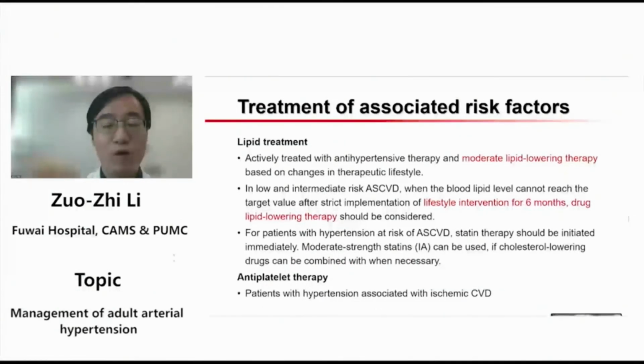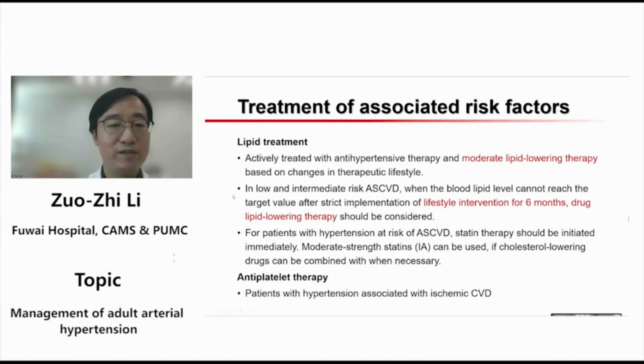Also, it's more often seen that patients with hypertension have other comorbidities such as hyperlipidemia and atrial fibrillation, etc. For patients with both hypertension and hyperlipidemia, they should be actively treated with hypertensive therapy, and also a moderate lipid-lowering therapy should be considered, in addition to their lifestyle interventions.